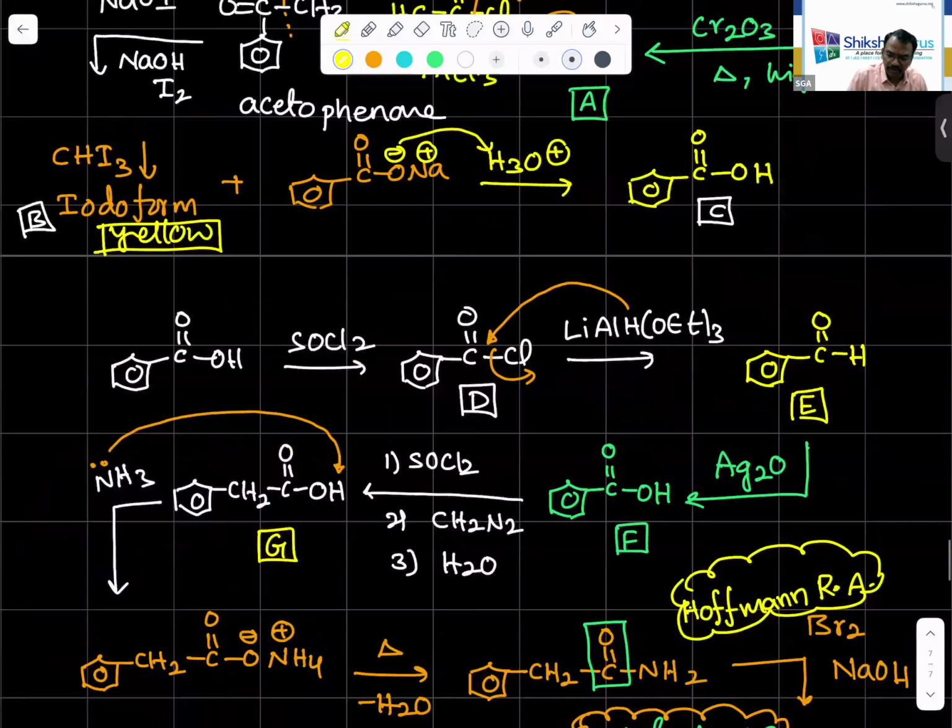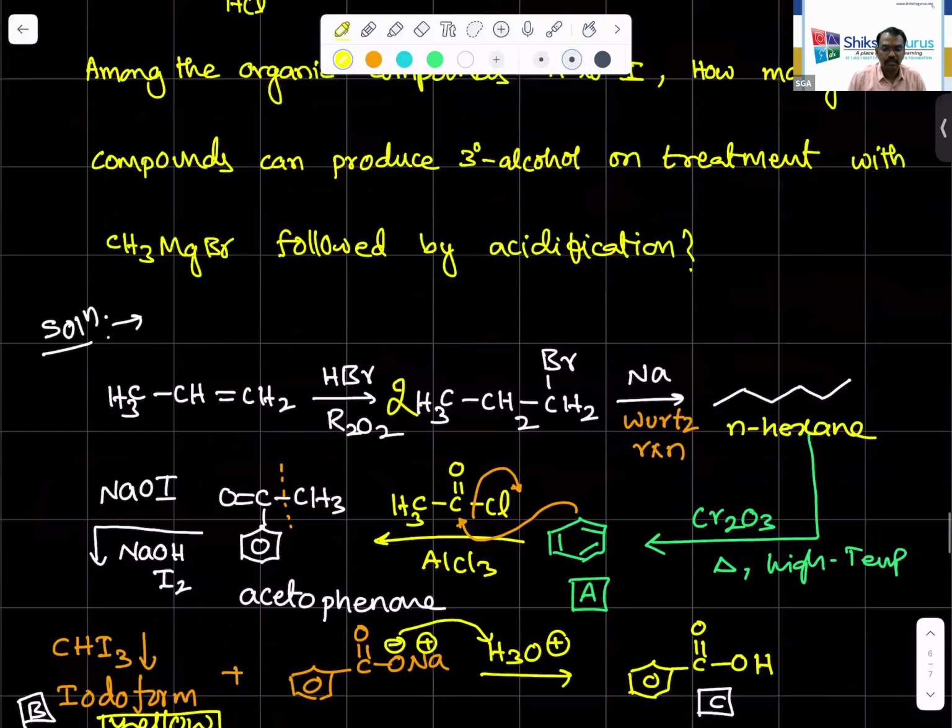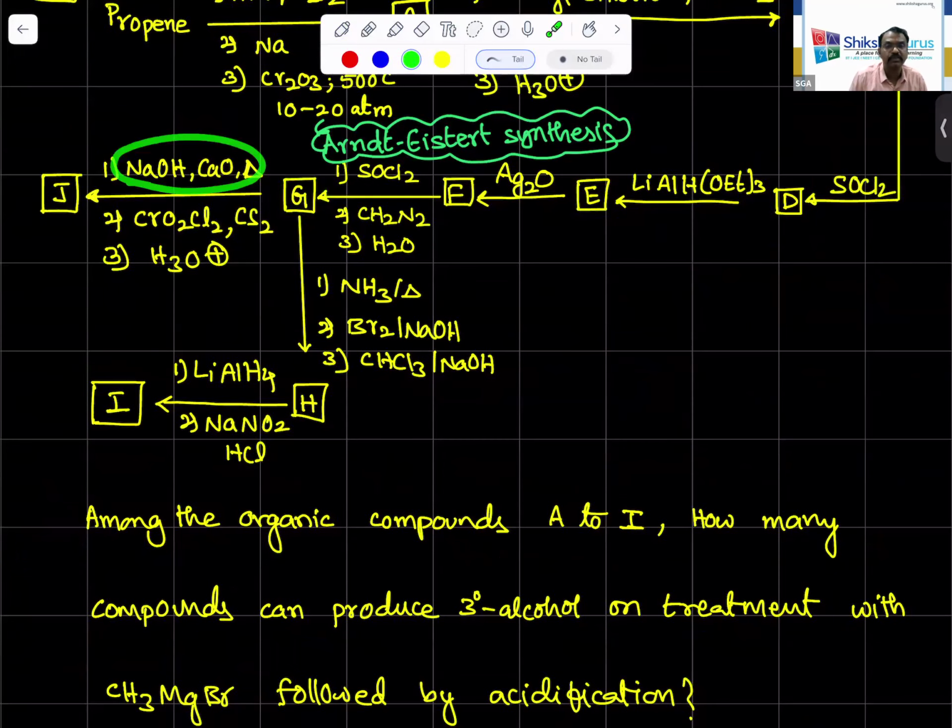Compound G is treated with NaOH and calcium oxide. What is NaOH and calcium oxide? It is soda lime. What is the use of soda lime? To remove CO2 from carboxylic acid, that means it is for a decarboxylation purpose. Here it is soda lime. It is used to decarboxylate carboxylic acid.